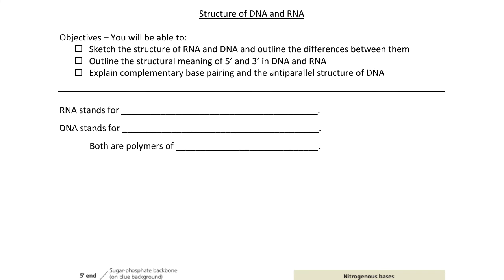This lesson is on the structure of DNA and RNA, and here are your objectives. RNA stands for ribonucleic acid, and DNA stands for deoxyribonucleic acid. And we'll see what that deoxy difference between the two of them means in a moment. Both of them are polymers of nucleotides.